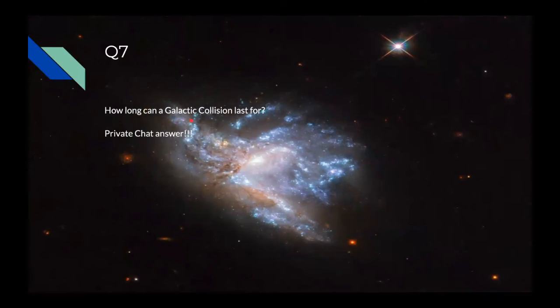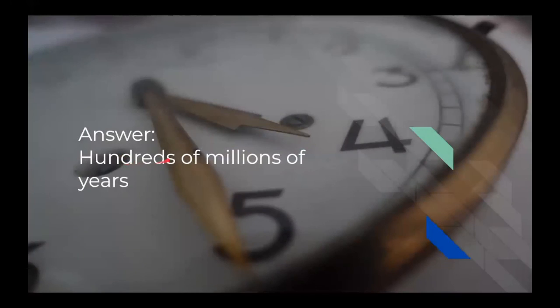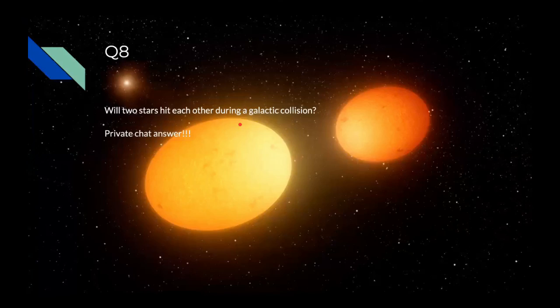How long can a galactic collision last for? So the answer is hundreds of millions of years. I was pretty liberal with this because the range is not really clear. It can be maybe a million years or much, much longer than that. So all three of you get the mark, as long as you said a million years or so, or upwards of that anyway.